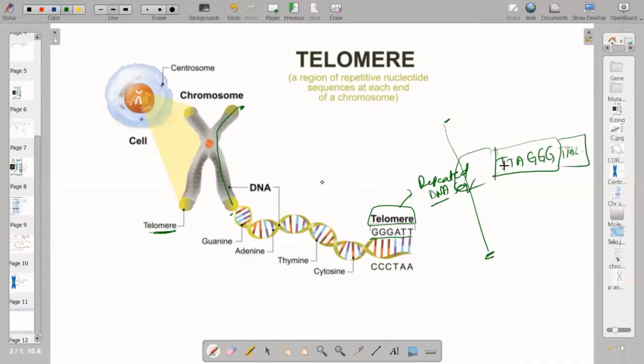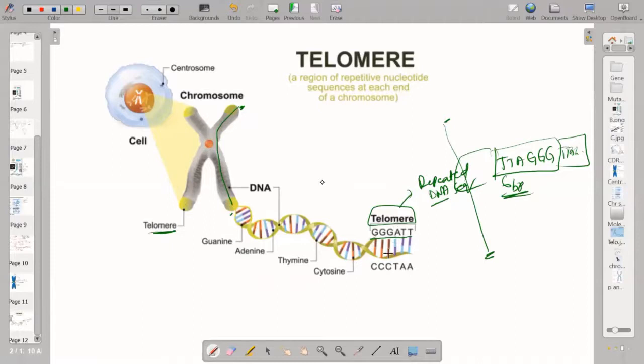It's a 6 base pair repeat sequence, not 180 base pairs or 171 base pairs like in the centromere region. What you see here is a 6 base pair repeat, and this sequence is fixed in human beings. It's TTAGGG or GGGATT, and this sequence will keep repeating many times in the telomere region.